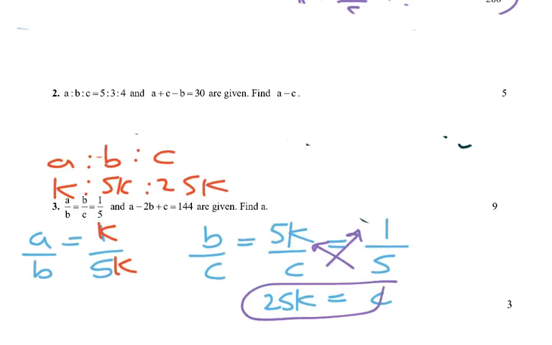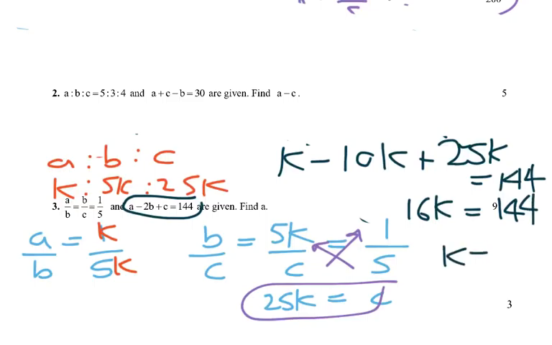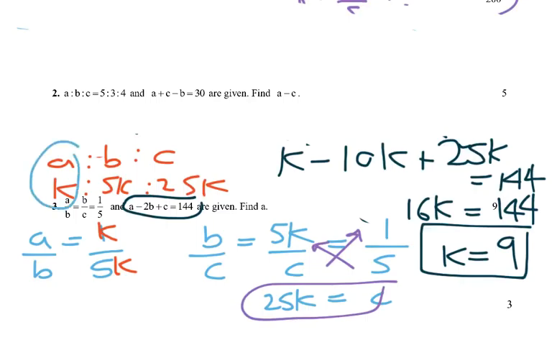And then we're given this formula at the bottom. So k minus 2 times 5, so 10k plus 25k is equal to 144. This is 16k is equal to 144. 144 divided by 16 is 9. So k is equal to 9. It says find A. And we can see that A is actually equal to k. So A is equal to 9, which is the solution here.